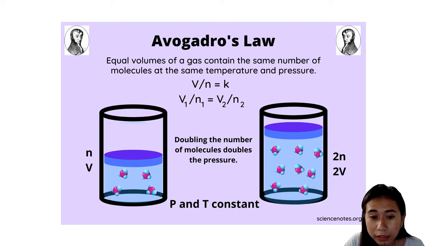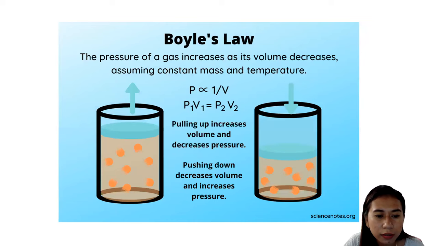Sige, next. Boyle's law. Ano naman tong Boyle's law? Yung Boyle's law is yung relationship ng pressure at ng volume. Inversely proportional. Ano naman yung ibig sabihin ng inversely proportional? Kapag tataas yung isa, yung isa naman ay bababa. Kapag magde-decrease yung isa, the other one would increase. The pressure of a gas increases as its volume decreases, assuming constant yung mass and the temperature. So, P1 V1 equals P2 V2.